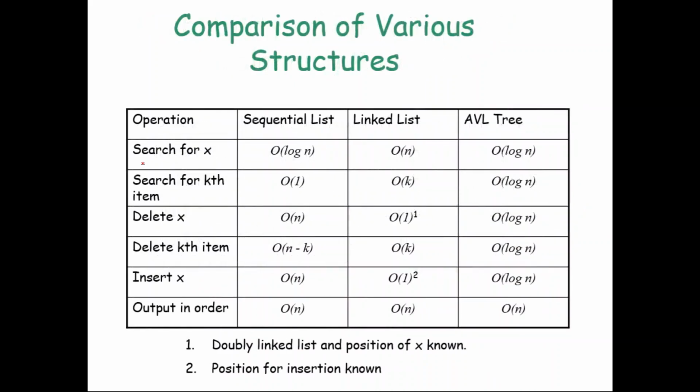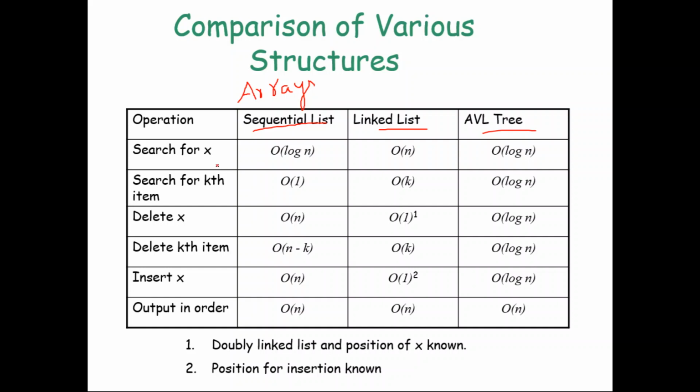So these are some comparisons of various approaches. Here we are comparing three data structures: the sequential list, the linked list, and the AVL tree. Sequential list is nothing but arrays. And linked list, we have discussed already. And this is the AVL tree.